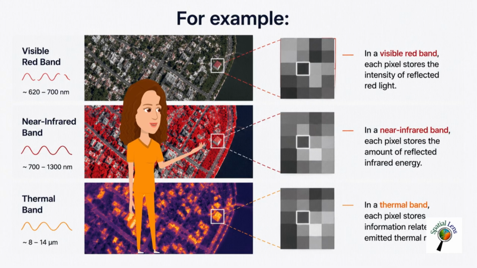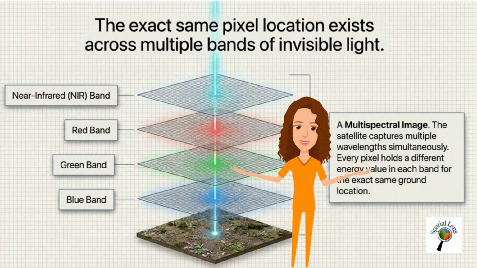For example, in a visible red band, each pixel stores the intensity of reflected red light. In a near-infrared band, each pixel stores the amount of reflected infrared energy. In a thermal band, each pixel stores information related to emitted thermal radiation. So, the same ground location has different pixel values in different spectral bands. This is why satellites can observe much more than the human eye can see.